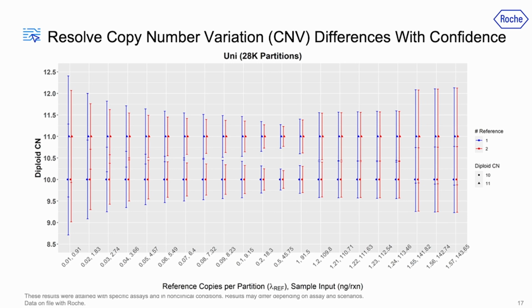And the reason there are two colors is because of the number of references that are used. In the case of the blue line, we're looking at one reference. In the case of the red line, we're looking at two references.